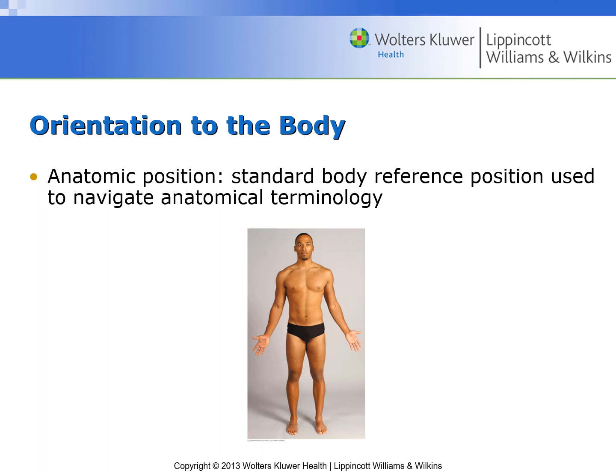We begin our orientation to the body by looking at the anatomical position. The anatomical position is the standard body reference position used to navigate anatomical terminology. The anatomical position is the body standing with arms at the side, feet shoulder width apart, and the face, feet, and palms facing forward. It is the basis for all anatomical terminology. All location, position, and movement terms are based on the assumption that the body is in this position.